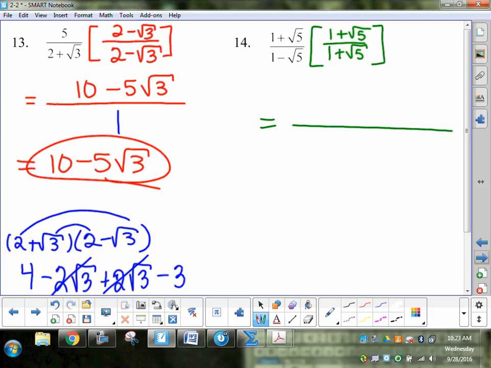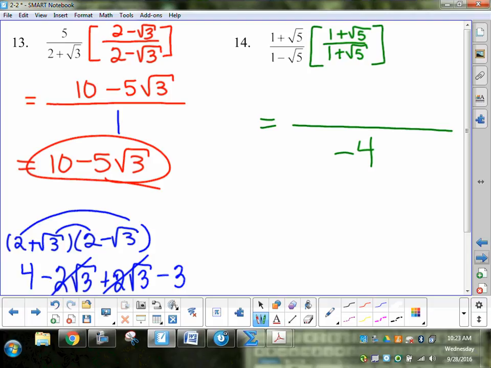We got 1 so far, 2, 3, 4. Which one did you have? The denominator? What'd you get? Okay. Denominator comes out to be negative 4, and that's right. Who can tell me over here what we got for our numerator? 3 people? Seriously?